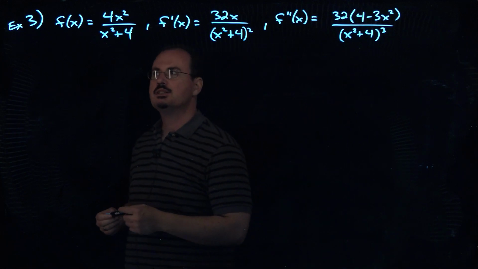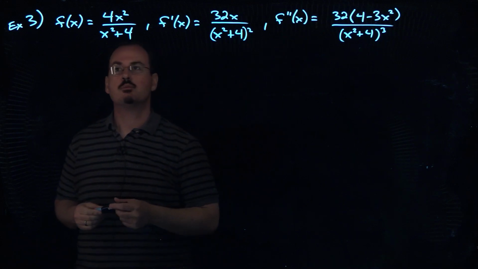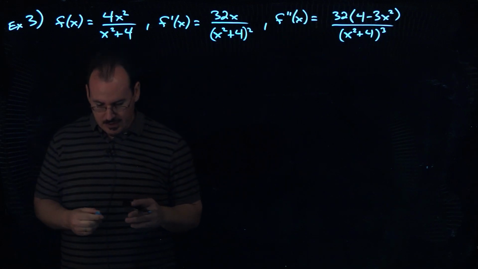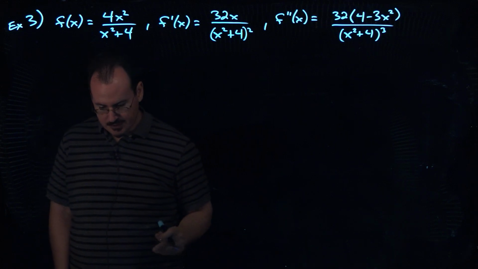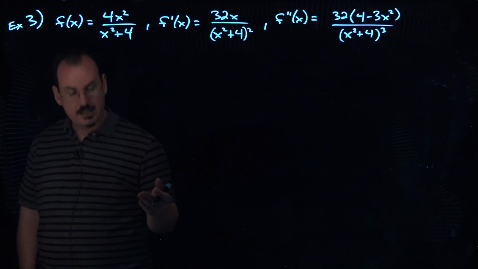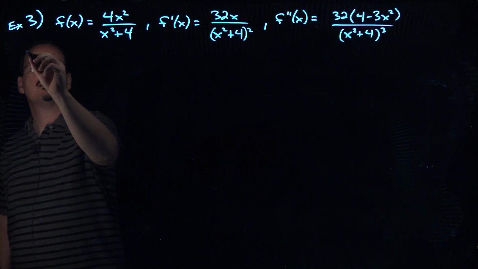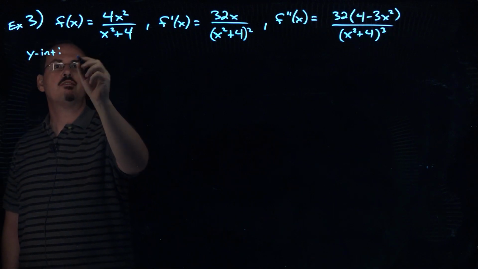Okay, so let's continue example 3 from section 5.4. We found those derivatives in the previous video. Let's go ahead and continue. So the next thing on our list here is to find the roots of the function and the y-intercept. So let's do that. Y-intercept, remember how we do that? We find f of 0.